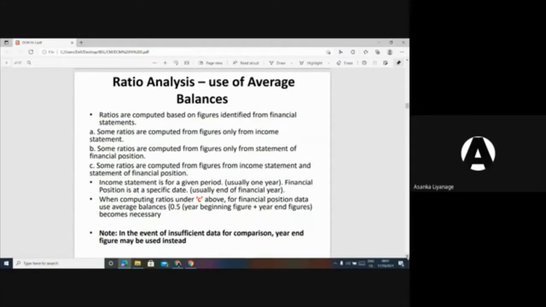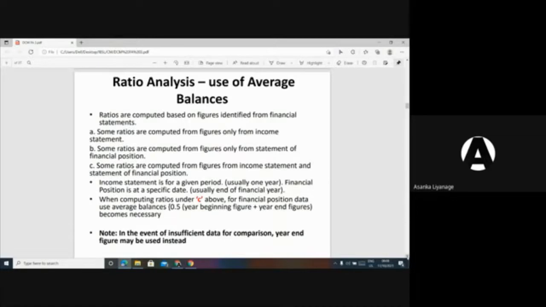Ratios and the use of average balances. In the calculation, when do we use average balances? If you do not understand these things in this slide correctly, you may make mistakes in the exam. Therefore, make sure that you get a correct understanding of this slide. The first point: ratios are computed based on figures identified from the financial statements. In the exam, you have two main financial statements, the income statement and the balance sheet, or statement of financial position. Those are the two statements I am going to give for your ratio analysis.